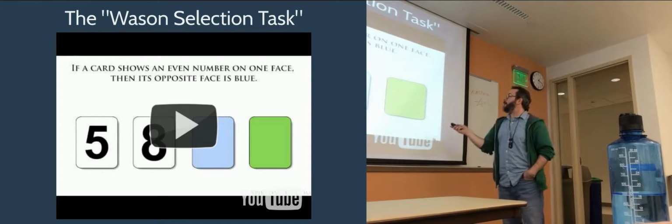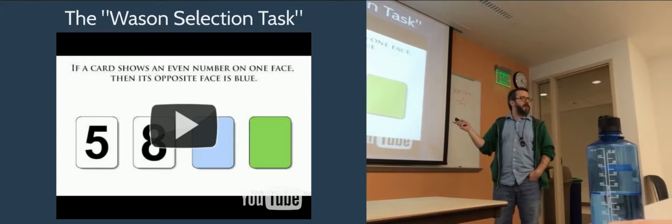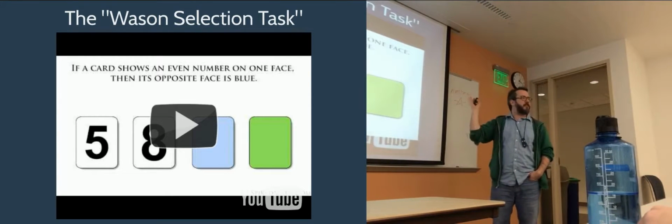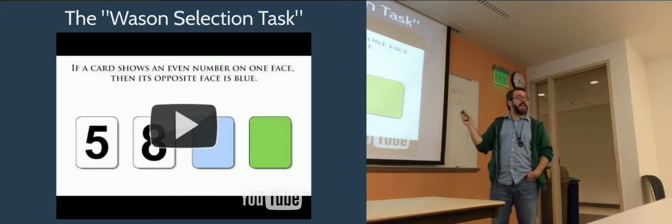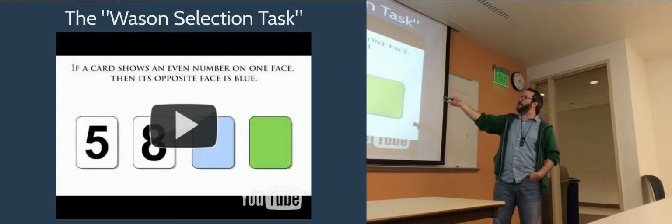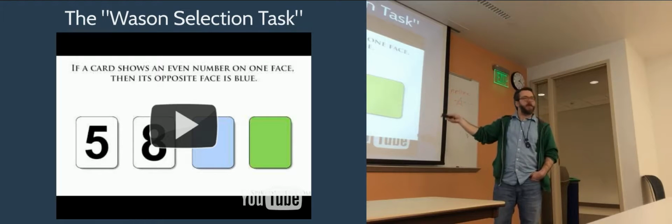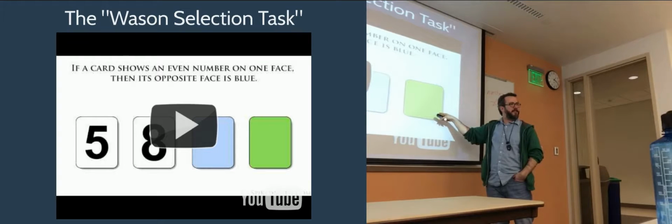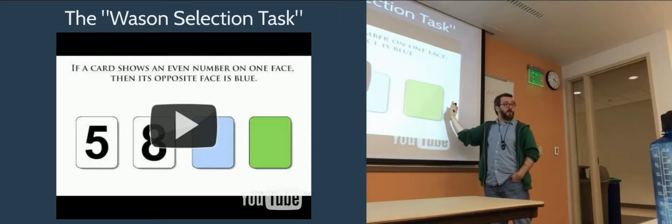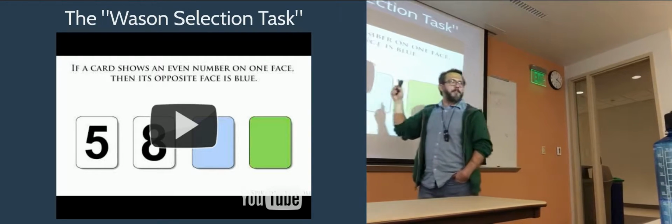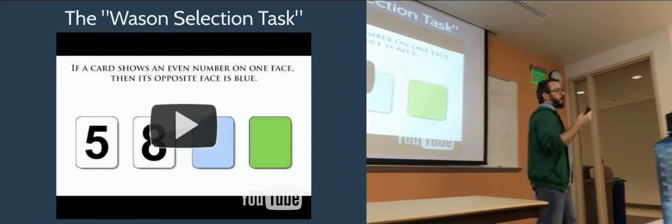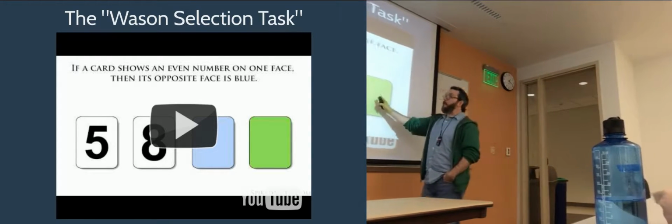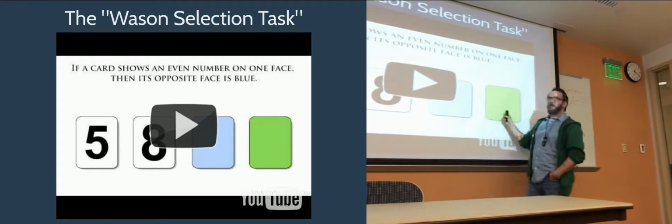If I flip over the green card and I find an odd number, that's consistent with my statement, doesn't disprove it. If I flip over the green card and I get an even number, I thought that if it was even on one face, then the opposite face was blue. How could it be even on the back and green on the front, right? Does that make sense? So a green one, if I flipped it over and it was even, would invalidate the statement. It's a good test. I should flip the green one as well. Folks have trouble with this one. This one's easier. This one's harder.